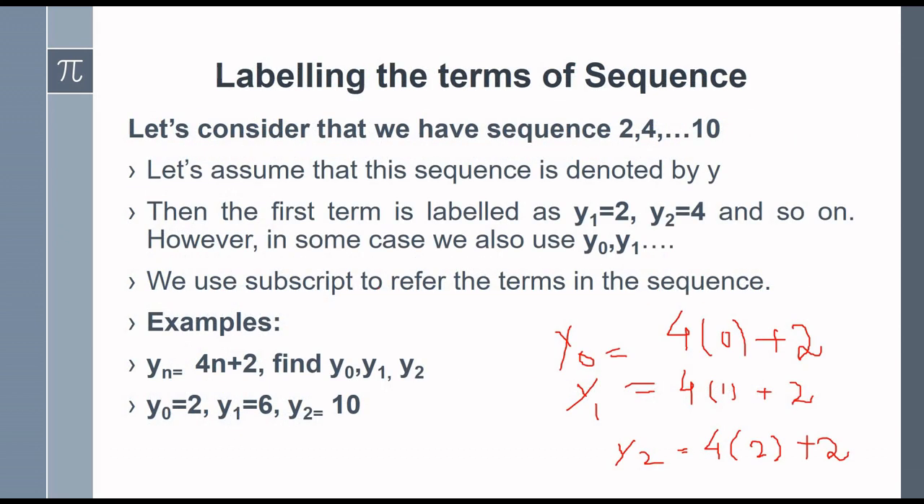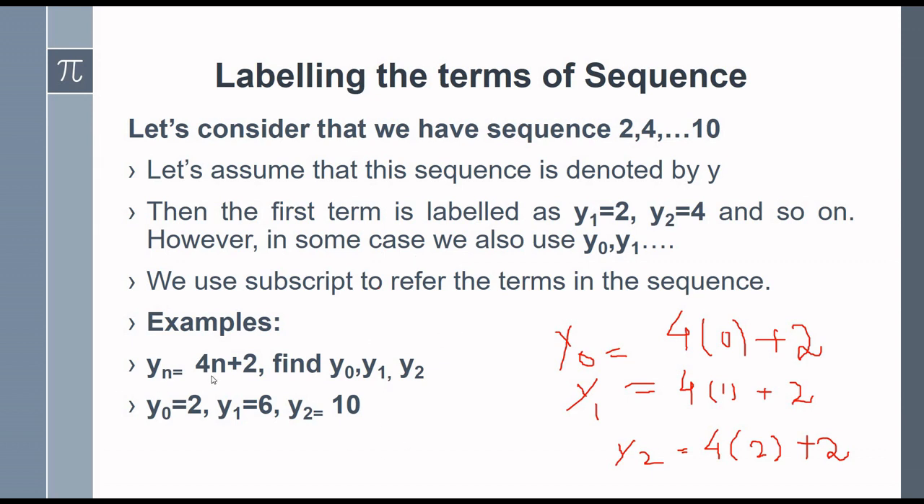So let's see how we can label the terms of a sequence. Let us consider again the even number sequence 2, 4 up to 10, and we assume that this sequence can be denoted by y. Then y1 will be 2, y2 will be 4, which is the second term, and y3 will be 6, which will be the third term of the sequence. However, in some cases we will also use y0, y1 and y2 and so on. Bear in mind that we use subscripts to refer to the terms in the sequence.